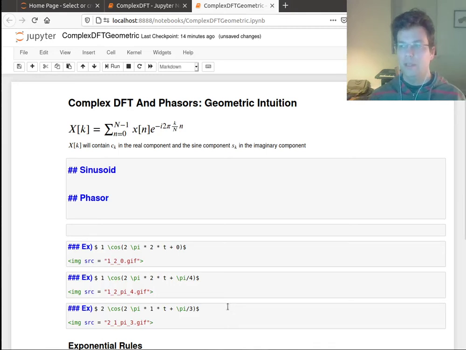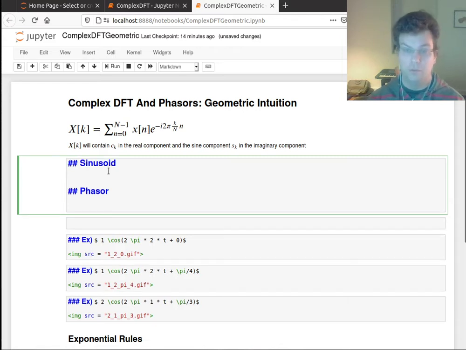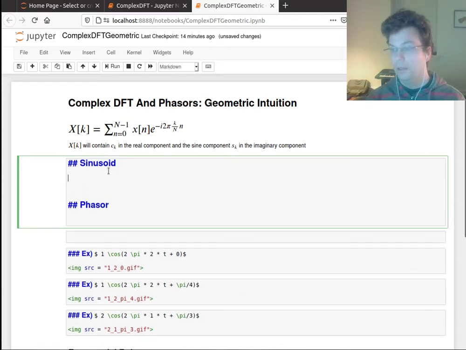Okay, now that we've seen the definition of the complex DFT, I want to give some geometric intuition to go along with this that's super interesting, that'll help you to see all of these periodic signals in a different way. So I'm going to define something called a phasor, which is a complex version of a sinusoid.